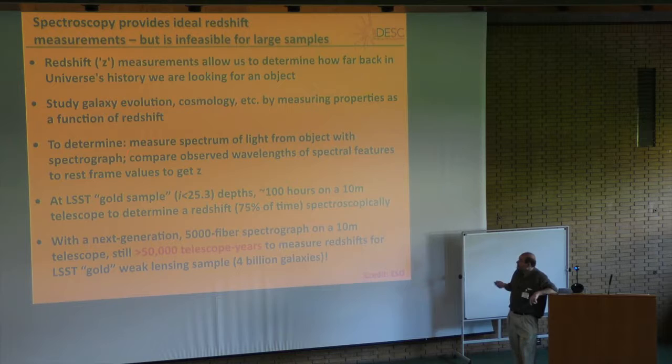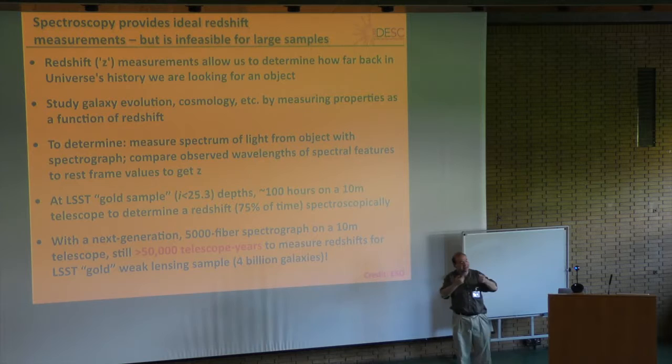Z is just the observed wavelength over the rest frame wavelength minus 1. 0 today, infinite stretching for the Big Bang gives you Z of infinity, et cetera. So you do this with a spectrograph, an instrument that breaks down light into fluxes at every wavelength covered by the spectrograph. You find those multiple features, you've got the redshift, and you're done.